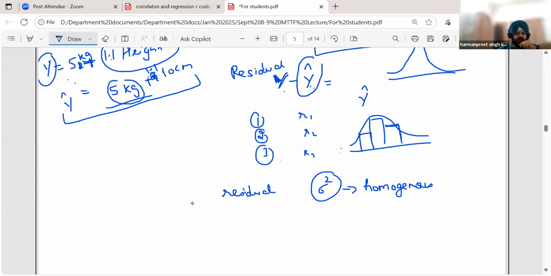Okay. So what's the meaning of homogeneous? Homogeneous means that if we take some observations 1, 2, 3, 4, right?